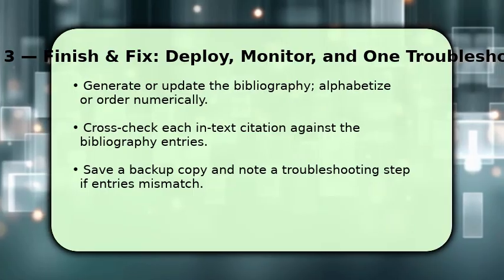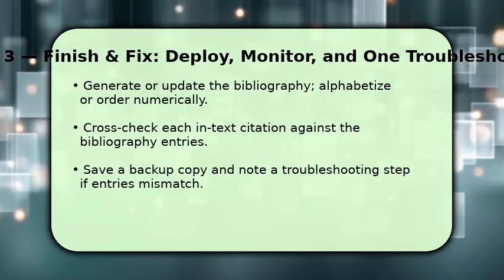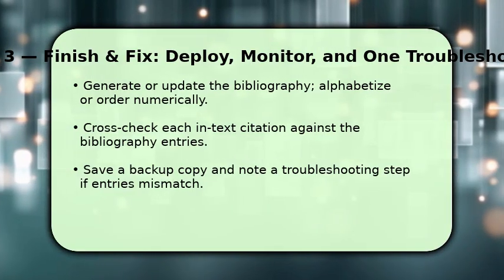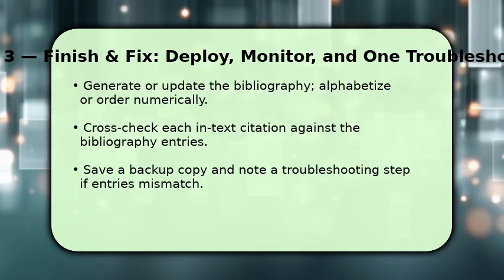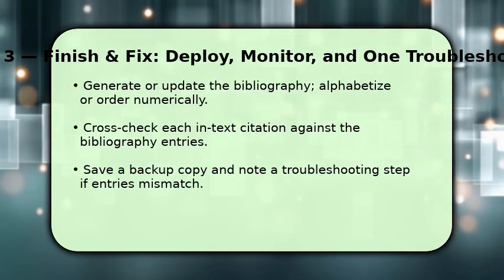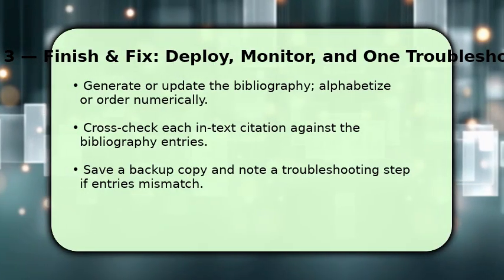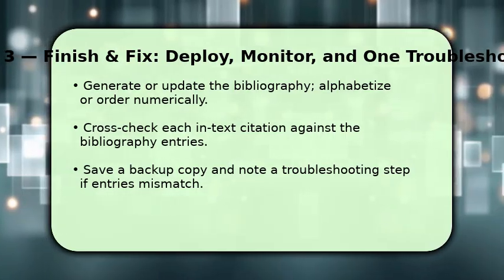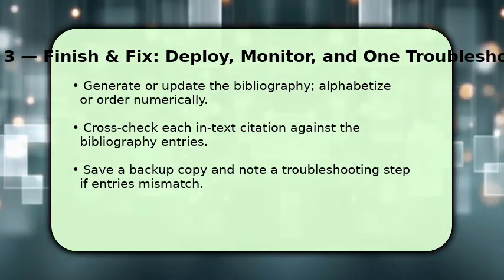Then, systematically cross-check every in-text citation to confirm it points to a matching bibliography entry. If an in-text citation lacks a match, search your reference list or source files and either add the missing entry or correct the citation tag. Finally, save a backup copy. If entries still mismatch, run a quick find for the citation label to locate typos and resolve them.